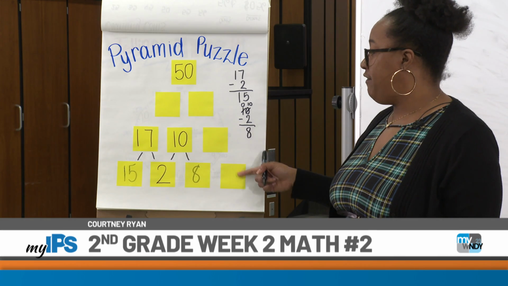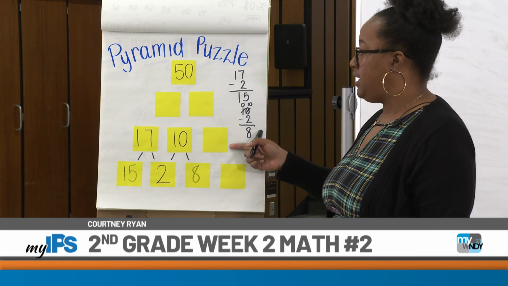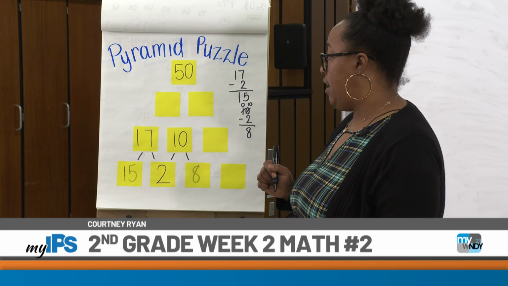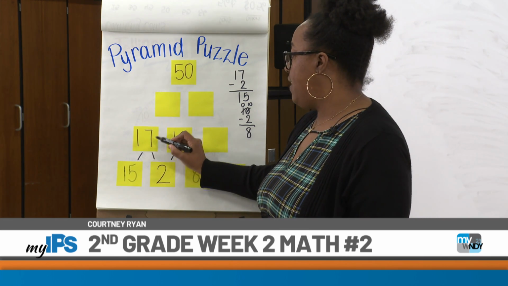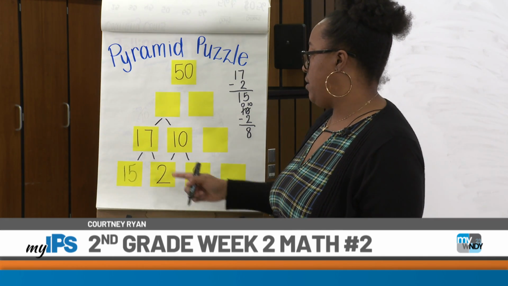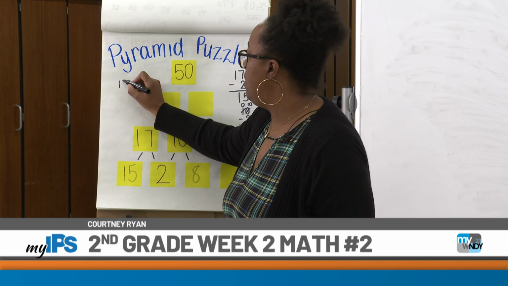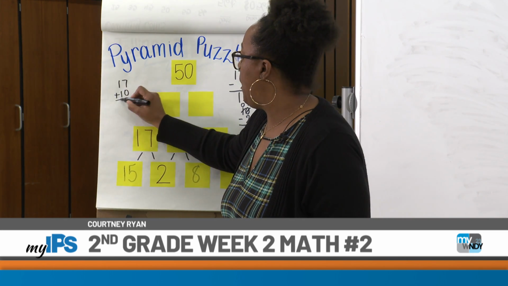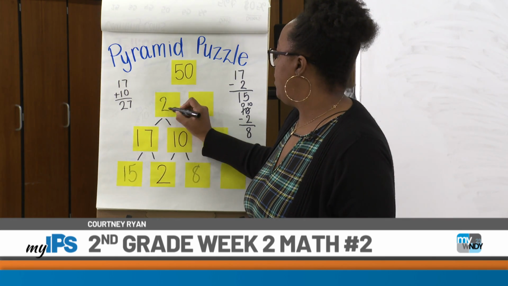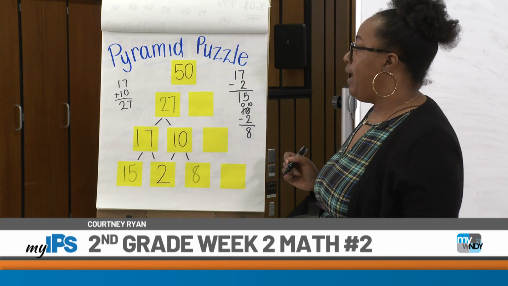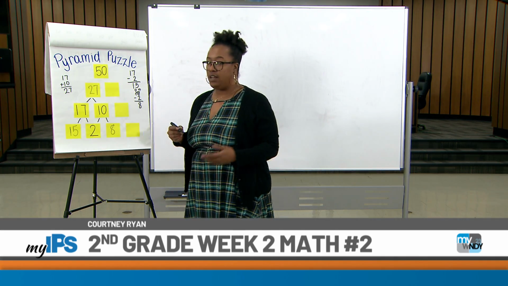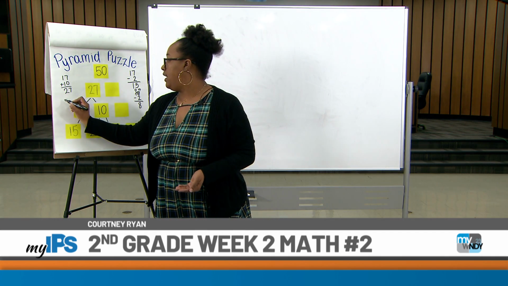Now, I don't have enough information in these two boxes to complete this, so I'm going to go over to this side of the pyramid. Now, I can add together 17 and 10 to find the sum of this number. So 17 plus 10 equals 27. So I'm going to write that here. And now I have to figure out what number added to 27 equals 50. Again, I can subtract to find that answer.